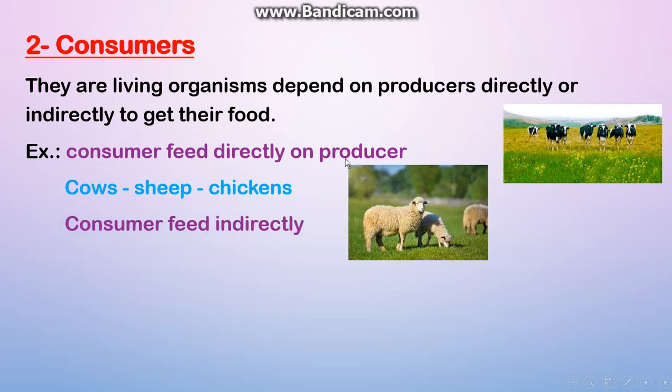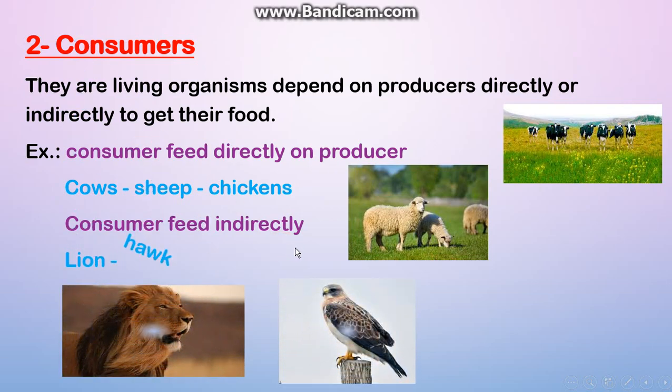or consumers feed indirectly, like lion and hawk. The lion can eat the sheep, and the sheep eat the producers. Okay, so from the examples, consumers feed indirectly, like lion and hawk.